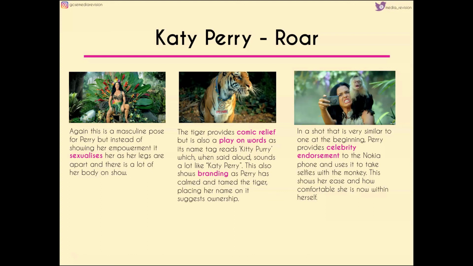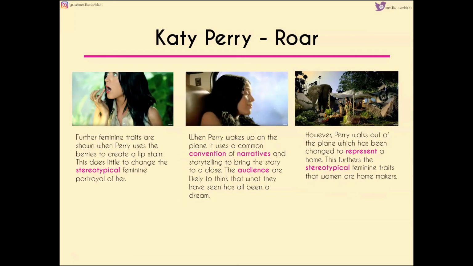Perry provides celebrity endorsement to the Nokia phone, using it to take selfies with the monkey. It shows her ease and how comfortable she is now within herself and within her own skin. However, further feminine traits are shown when she uses the berries to create a lip stain. This does very little to change the stereotypically feminine portrayal of her. And we then have this final turning point within the video as a whole. So Katy Perry wakes up on the plane, and it uses this common convention of narratives and storytelling to bring the actual narrative and story to a close.